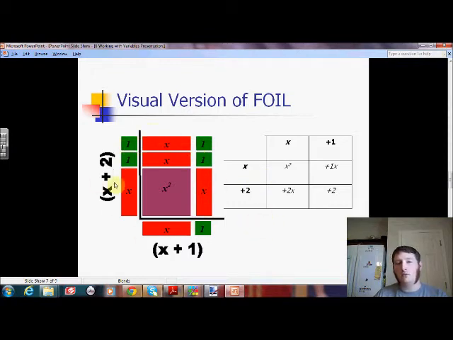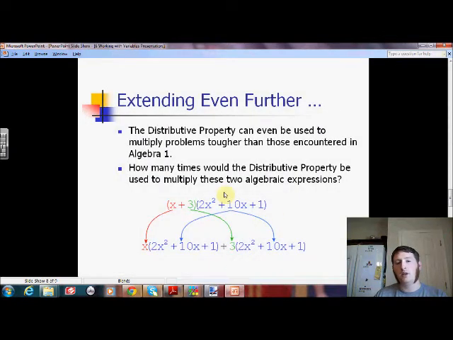I don't honestly like this as much as this visual over here, but if this works for you, great. So you could do this differently and still be kind of visual. You would have x plus 2 times x plus 1. Well, x times x is x squared. There's the F. X times 1 would be the O, the outer, would be 1x. The inner would be 2 times x is 2x, and then last would be 2 times 1 makes 2. And then you can combine these like terms to get 3x. So there's a visual version of FOIL.